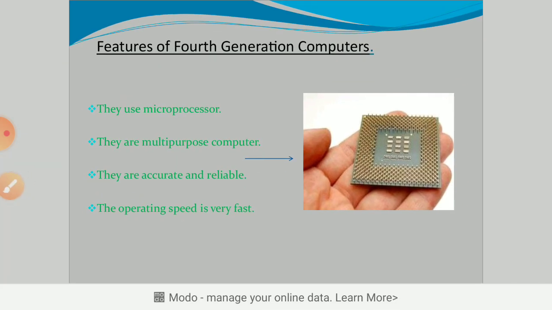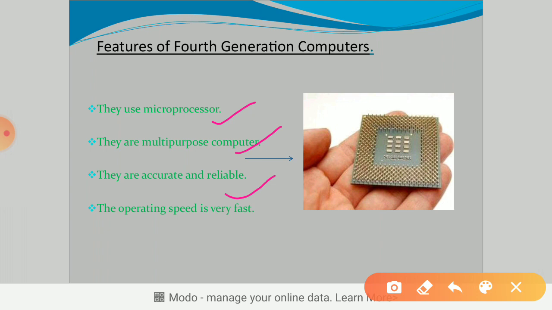Now, what were the features of the fourth generation computers? So you can see they use microprocessors, they are multipurpose computers, they are accurate and reliable, and the operating speed is very fast. So you can see in the picture, what is this? This is a microprocessor. Yes.